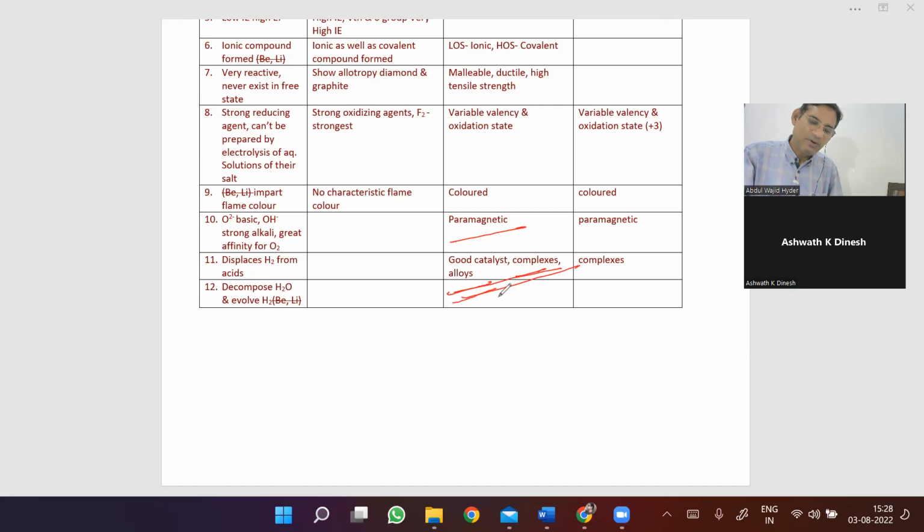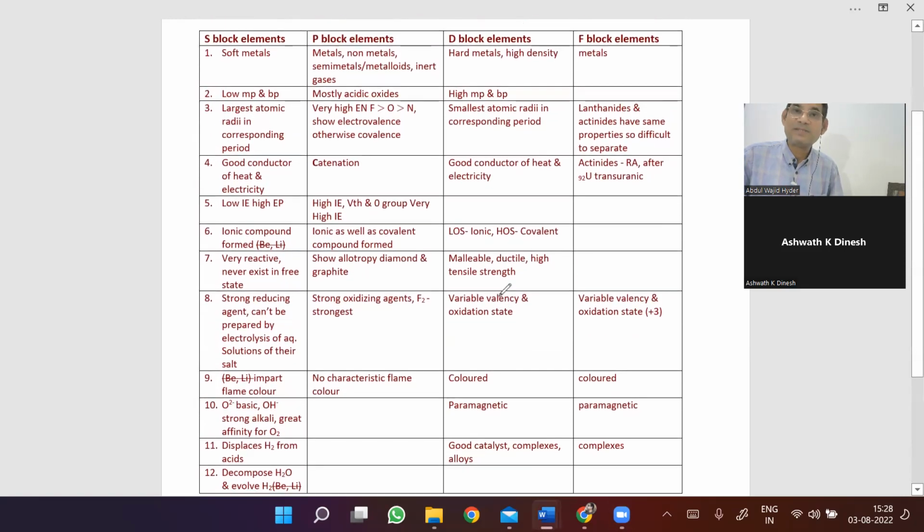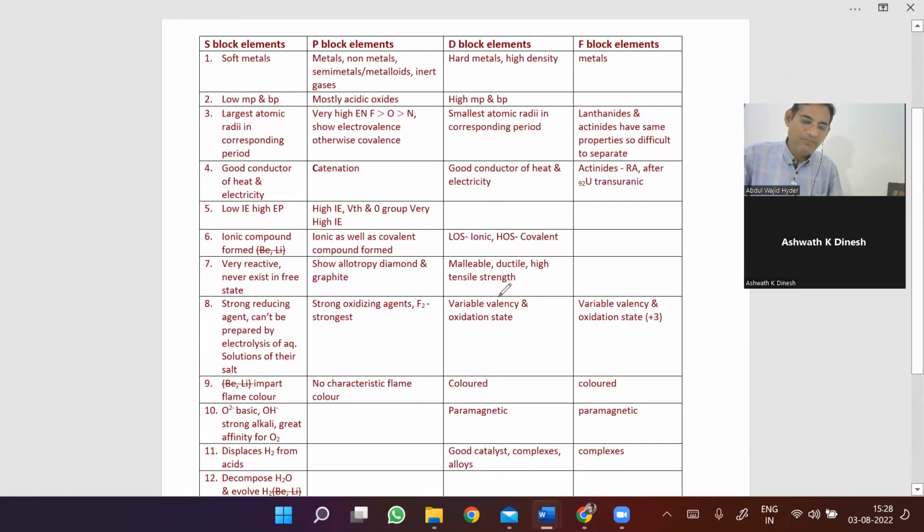Now see, this is all about D block elements, and many properties of F block elements will be similar to D block elements only. Now see what F block elements are. Most of the F block elements are metals. Lanthanoids and actinoids have the same properties, so it is difficult to separate them. All lanthanoids and actinoids have the same chemical properties. Reason? Because their size is the same. Why is their size the same? Because of the lanthanoid contraction.